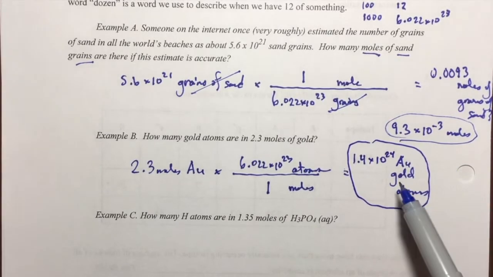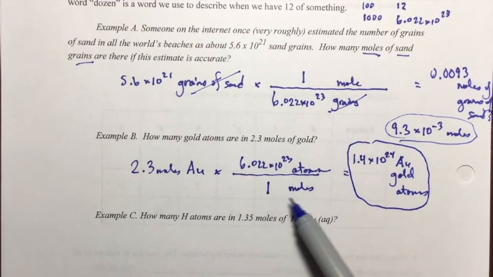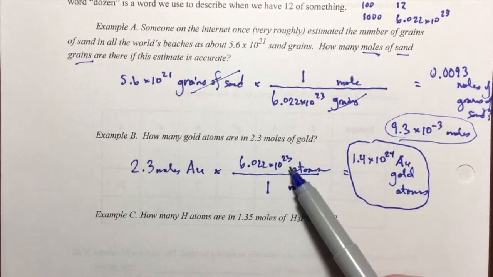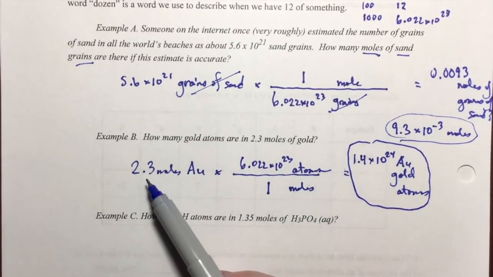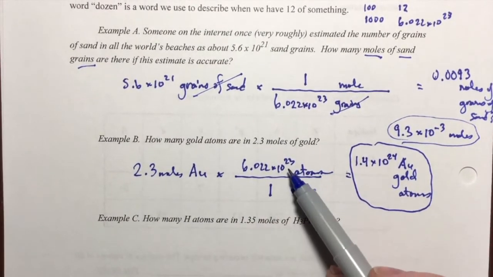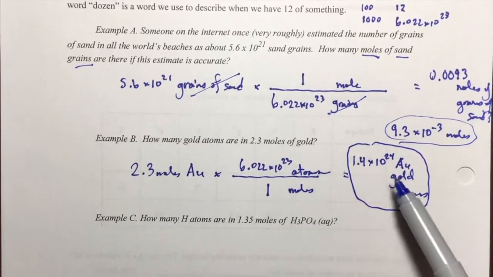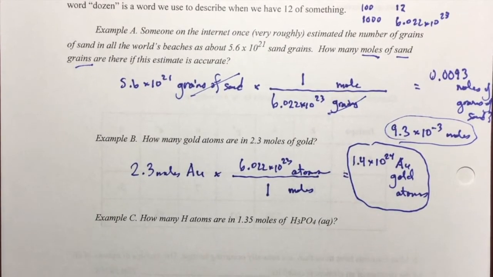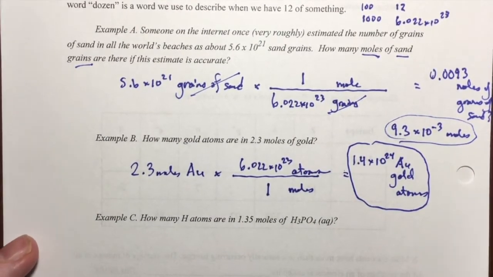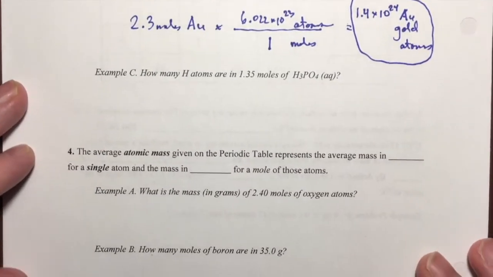Does that make sense? Well, it should. 1 mole of atoms has that many atoms in it. And I have 2.3 moles, so it should be a larger number than that many atoms, and that's what I've got. Now, example 3 may have given you a little bit more of a challenge, so let's take a look at that one.